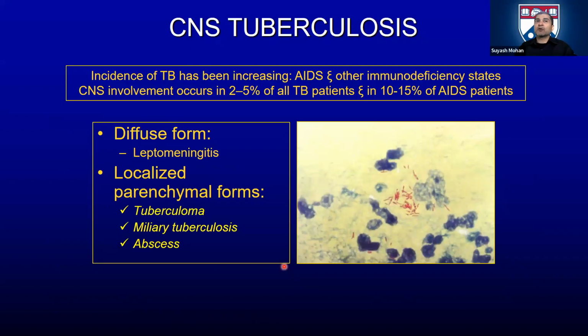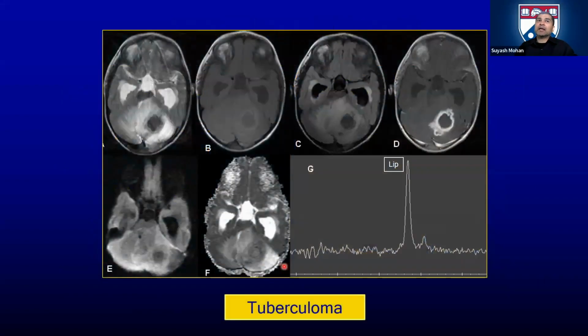Okay, so I've shown you a diffuse form of TB, right? A case of tubercular meningitis. Now, TB can present as a localized infection, right? So Yash, can I interrupt for one moment?